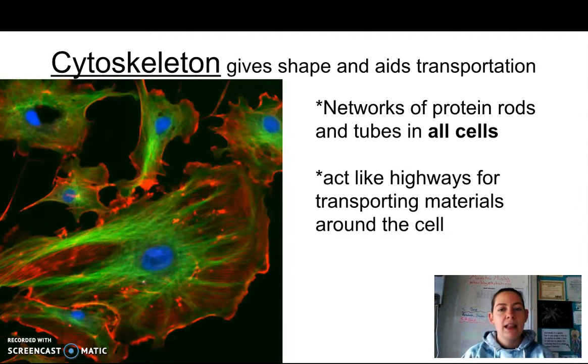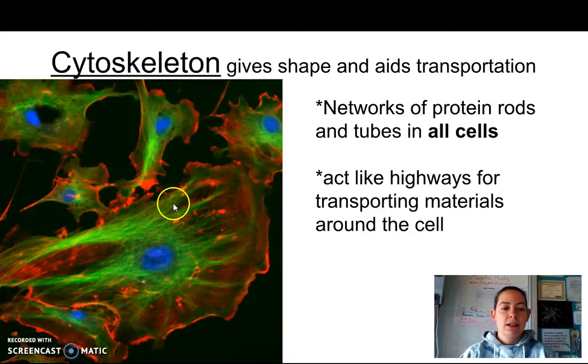The cytoskeleton is kind of like our skeleton. It gives shape on the inside of the cell. So just like our bones are on the inside of our bodies, and they hold our bodies up and give us the shape we need to move around so we're not just puddles of goo floating on the floor. The cytoskeleton gives shape and support from the inside of the cell. It also aids in transportation.